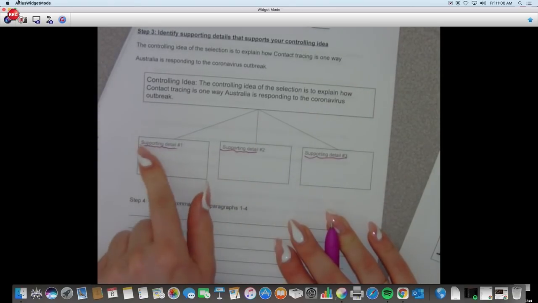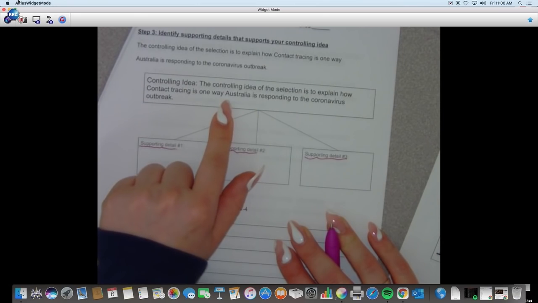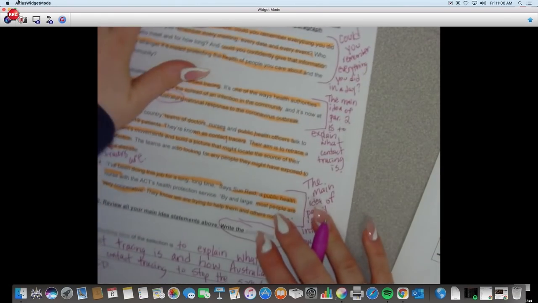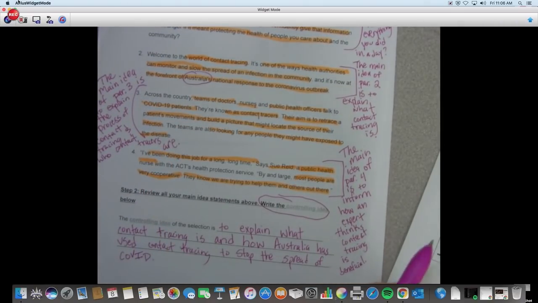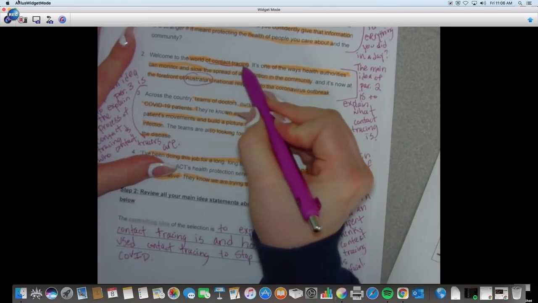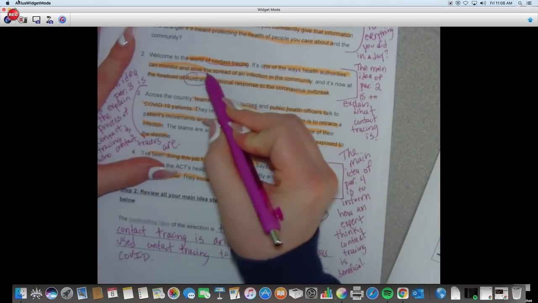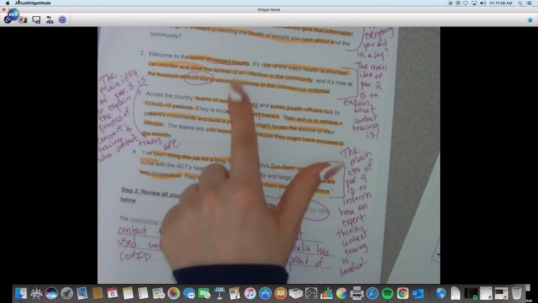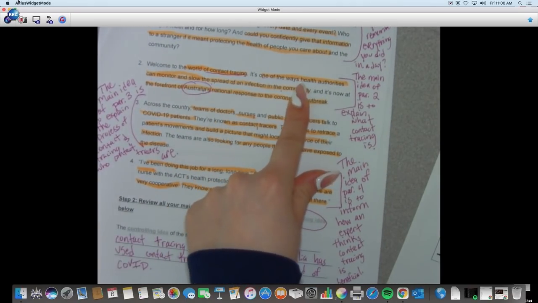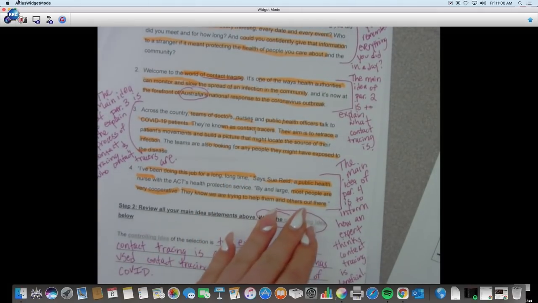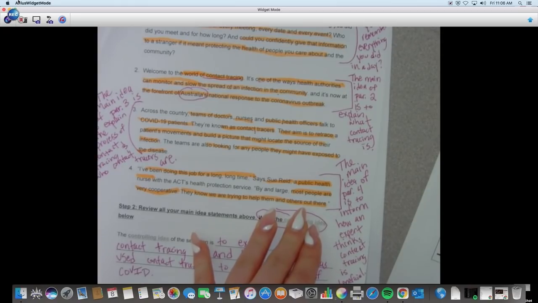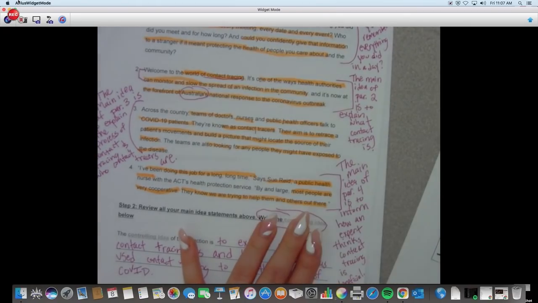So I'm going to show you how to find a key supporting detail right now that supports that this is the controlling idea of the whole selection. So let's go back to the text. Right here, remember I highlighted a bunch of details. One key supporting detail that I notice is right here when it introduces contact tracing as one of the ways health authorities can monitor and slow the spread of an infection in the community. Okay, that's a really good detail that I'm going to put in because it literally explains what contact tracing is. And since we said the controlling idea of the selection was to explain what contact tracing is, this detail is going to back up and support our controlling idea.